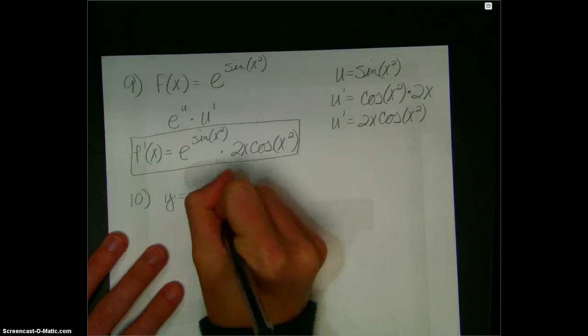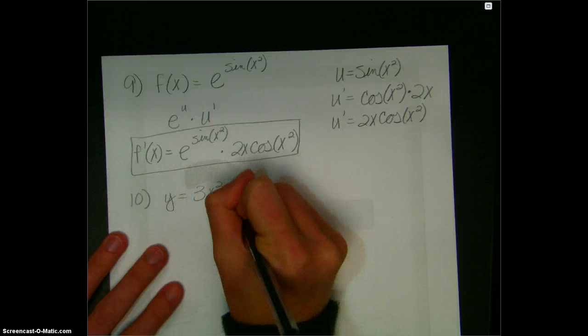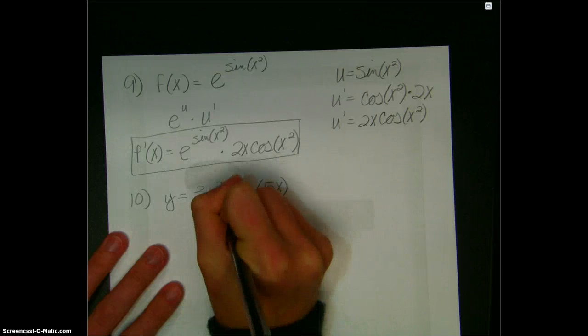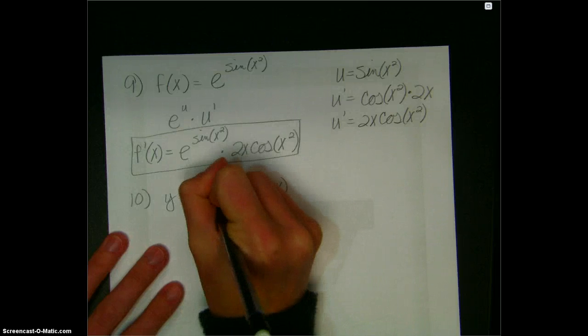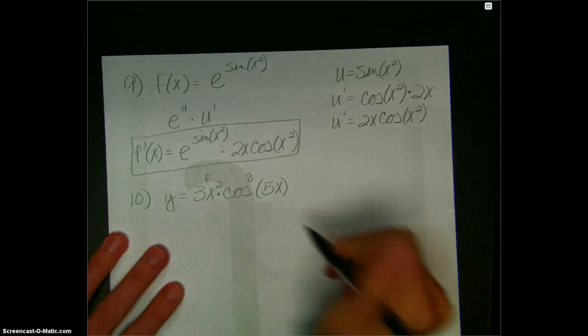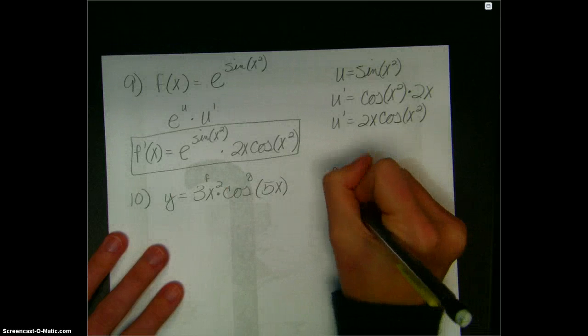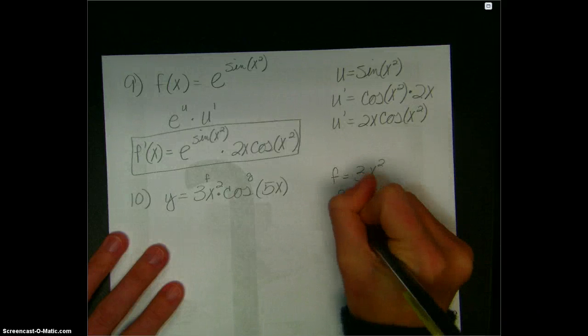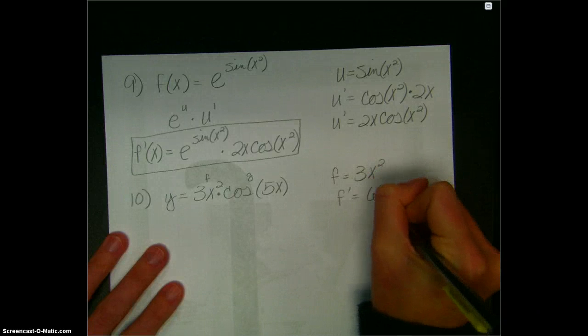Okay, on number 10, we've got two things that are being multiplied together here. That tells me that I know I'm going to be using my product rule. Here they are right here. So this is going to be f, and this is going to be g. And in g, I also have a chain rule. Okay, so f is going to be 3x squared. That tells me f prime then is 6x.